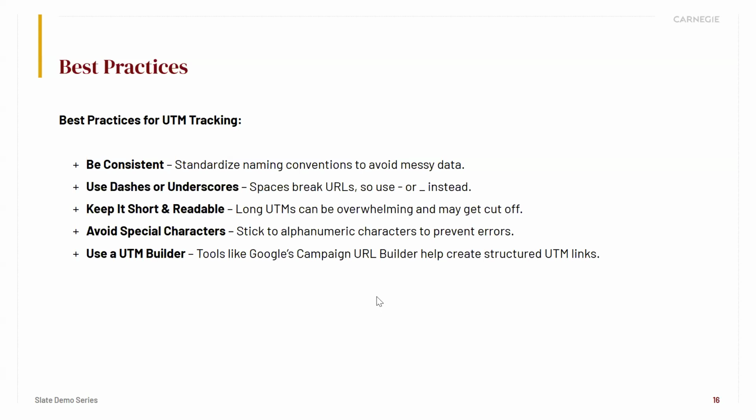Keep it short and readable. Long UTMs can be overwhelming and ultimately may get cut off in the process, so keep it short and sweet. Make sure to avoid special characters, so stick to alphanumeric characters to prevent any kind of errors, especially since UTM links are traced by connecting through ampersands. And ultimately, if you need help as well, you can use a UTM builder. Google Analytics does have a UTM builder that you can utilize to help create structured UTM links to get you started throughout the process.